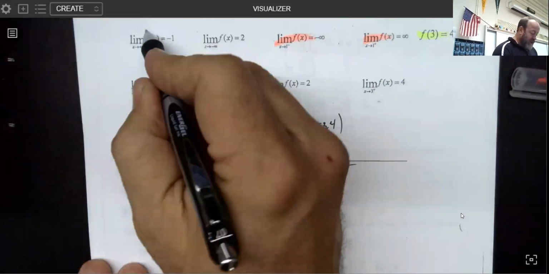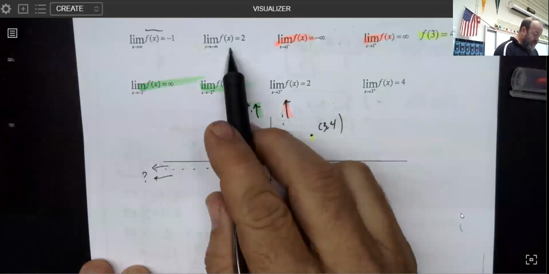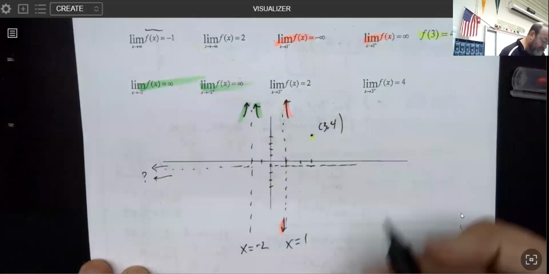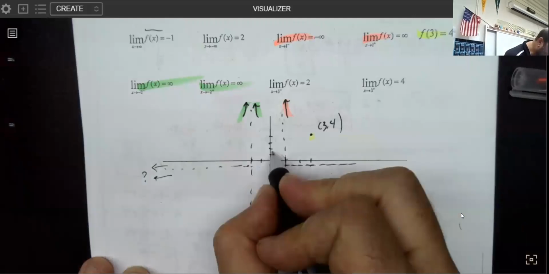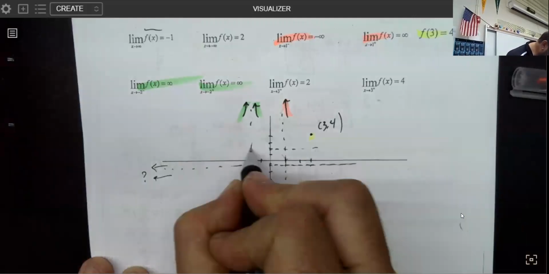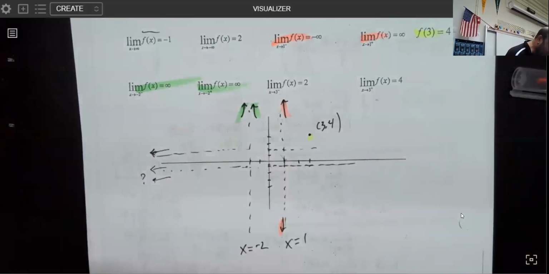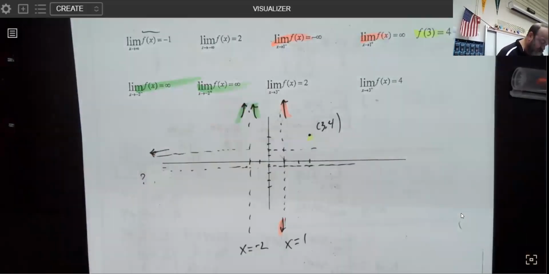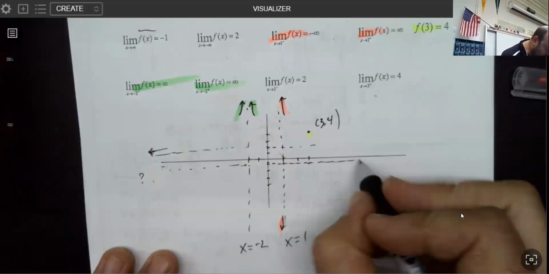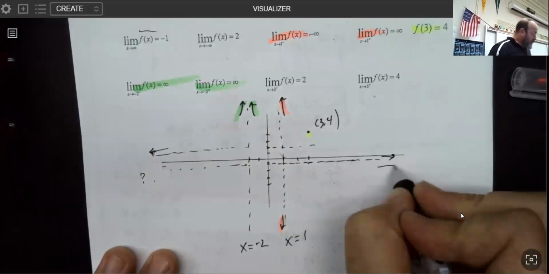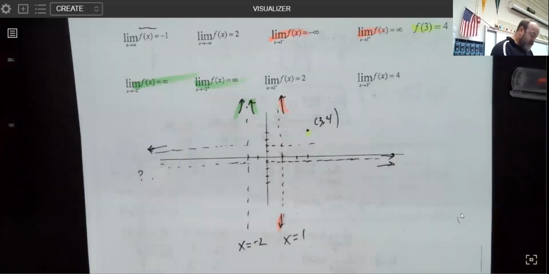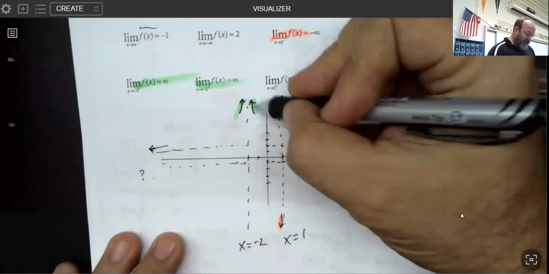As I go to negative infinity, it goes to +2. I just put that in the wrong place. Let's put it up here. As I go to negative infinity, it's going to +2. Let's fix that. And it says as I go to positive infinity, it's going to -1 out here. So it's down here. Okay. Well, let's see what we've got. So to connect the dots, I have one more thing.